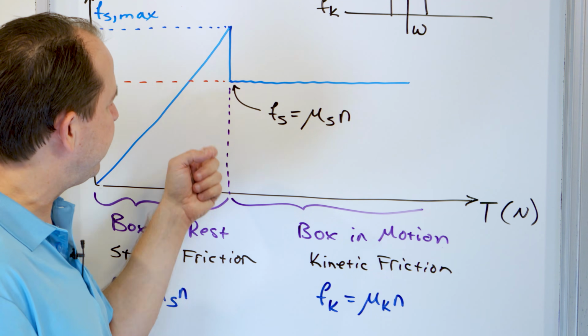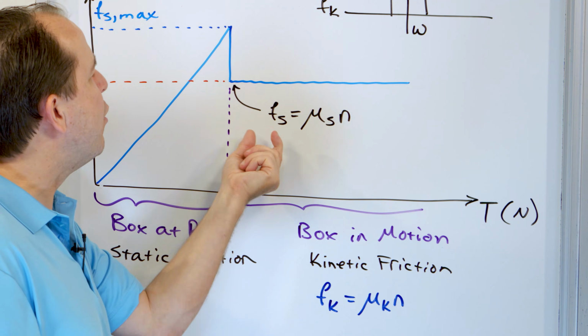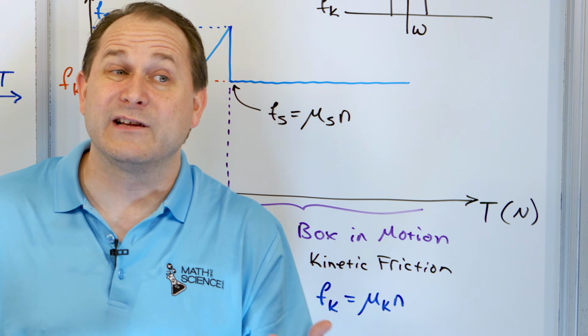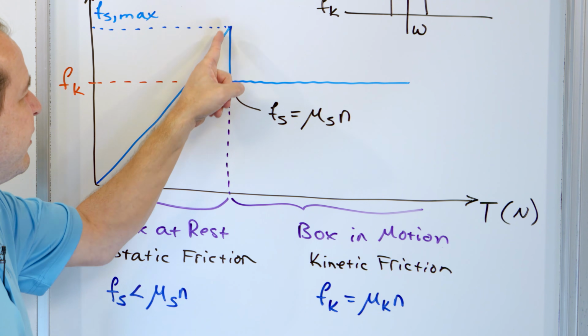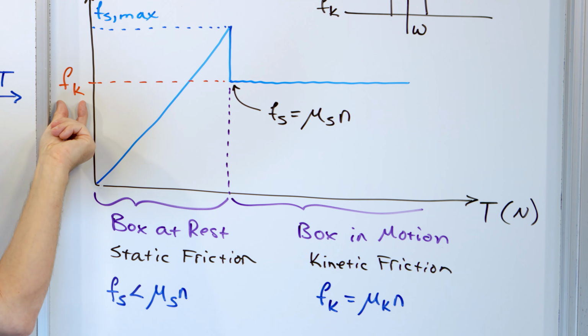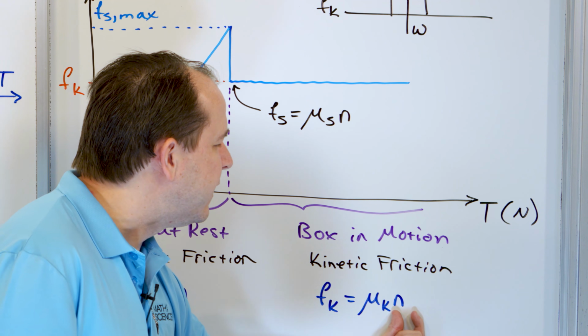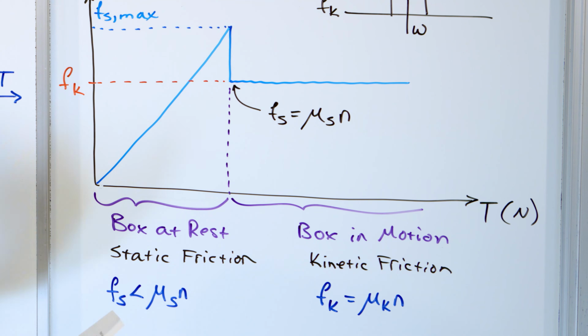And as soon as you pull a little bit harder than that, you overcome the static friction, the object begins to move, the object also becomes a little easier to keep moving, and the friction suddenly drops down to the kinetic friction. And the kinetic friction looks the same, but it's a different coefficient, again, times the weight. All right.